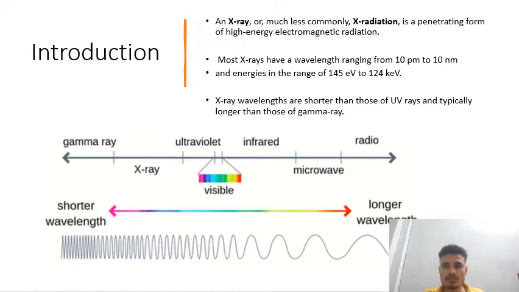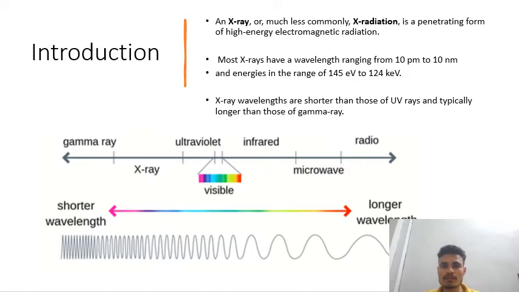X-rays were first discovered in 1895. X-rays have much higher energy and much shorter wavelength. Most X-rays have a wavelength range from 10 picometers to 10 nanometers, and their corresponding energy range is 145 electron volts to 124 kilo electron volts.